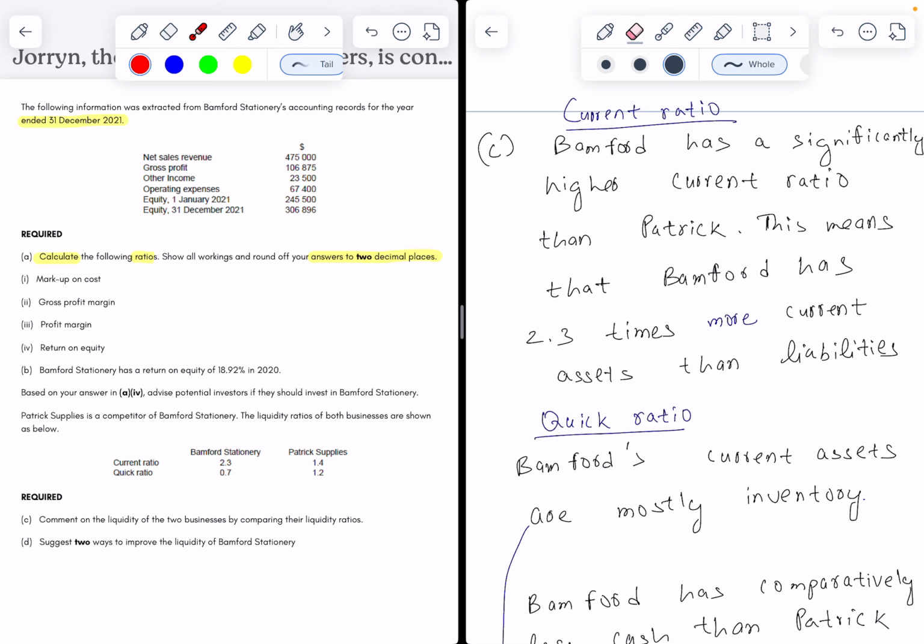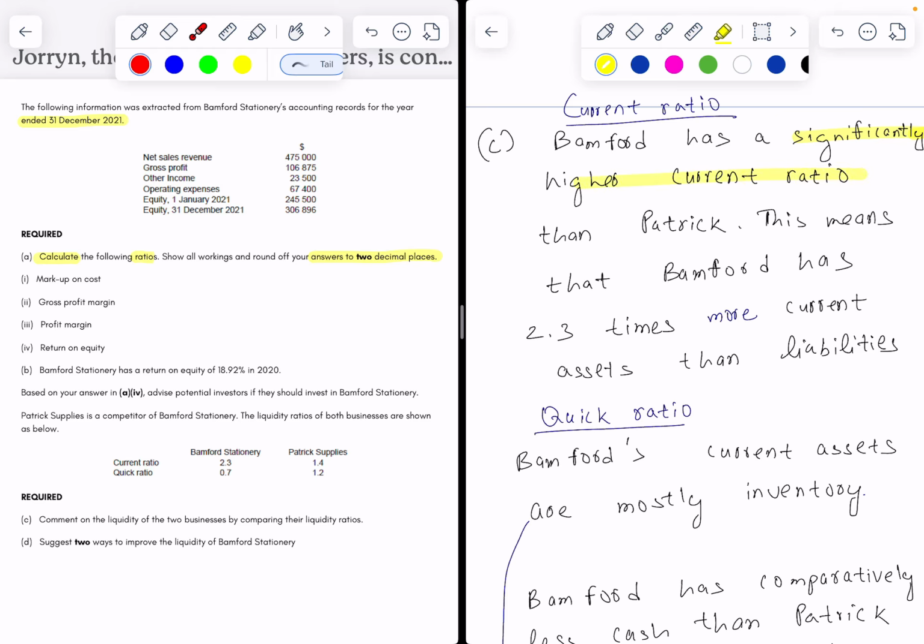So let's start with the current ratio. Based on the current ratio, we can see that Bamford has a 2.3 current ratio while Patrick has 1.4. Now, this obviously means that Bamford has a significantly higher current ratio than Patrick, and therefore Bamford's 2.3 times result simply shows that Bamford has 2.3 times more current assets than current liabilities, all right? Okay, so what we understand is whatever current assets Bamford has in the business, they are 2.3 times more than what they have in terms of obligations or short-term liabilities.